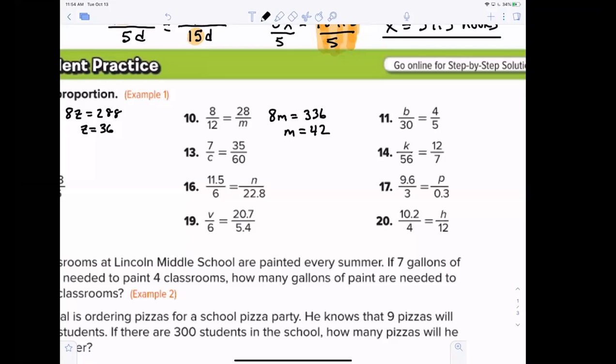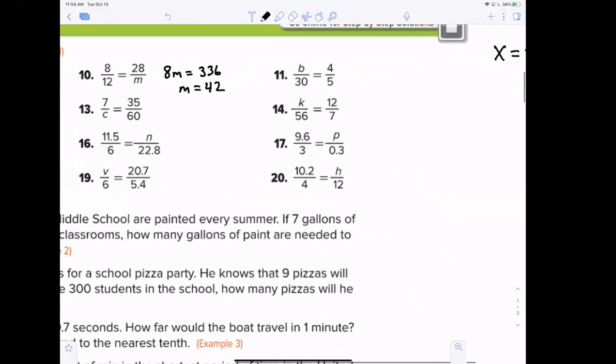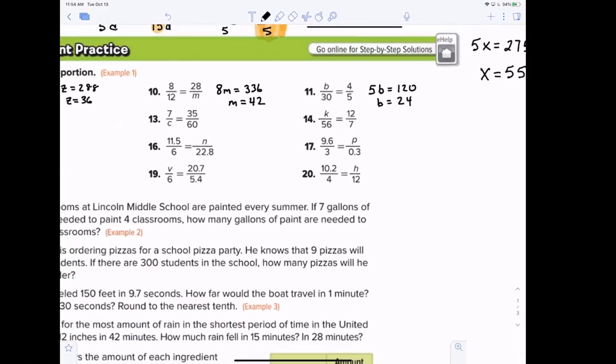Eddie, you're up. Number 11. So you did 80 times 4. Then you divide by 5. First of all, I want you to write 5b. This is what you need to do. 5b equals what? 120. And so b equals what? 24. You're awesome. b equals 24. I like that.